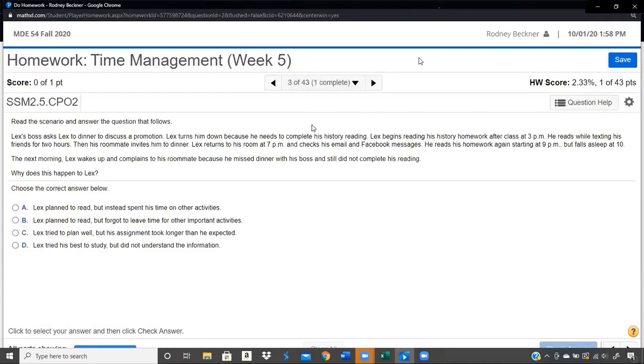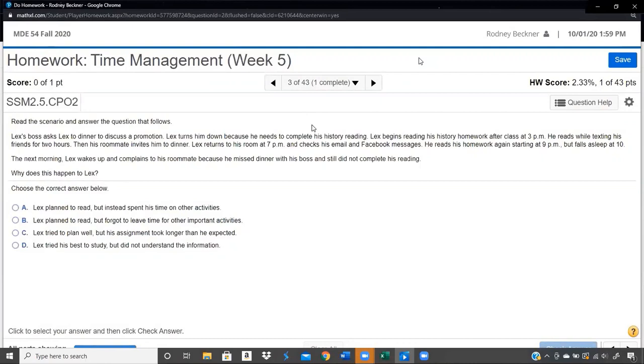All right, Lex's boss asks Lex to dinner to discuss a promotion. Lex turns him down because he needs to complete his history reading. Lex begins reading his history homework after class at 3 p.m. He reads while texting his friends for 2 hours. Well, already there, you're probably not absorbing, but okay. Then his roommate invites him to dinner. Lex returns to his room at 7 p.m. and checks his email and Facebook messages. He reads his homework again, starting at 9 p.m., but falls asleep at 10. The next morning, Lex wakes up and complains to his roommate because he missed dinner with his boss and still did not complete his reading.